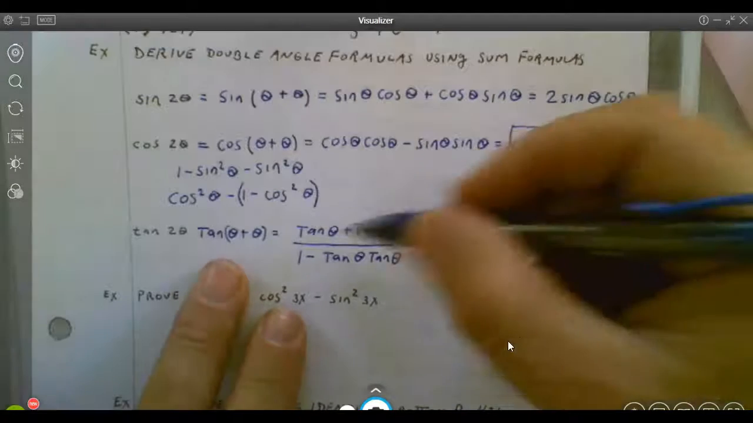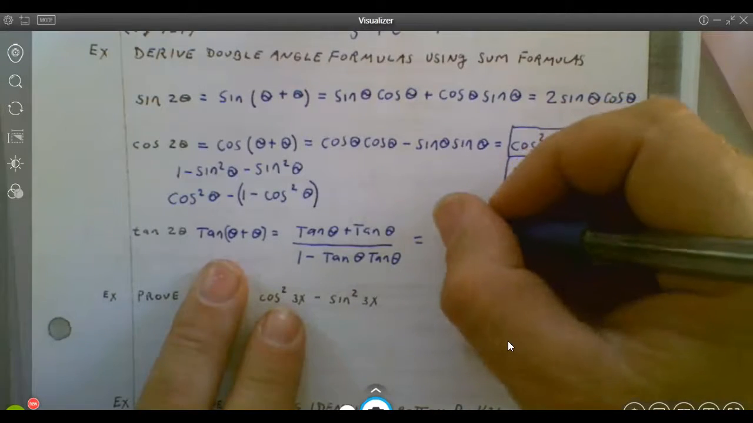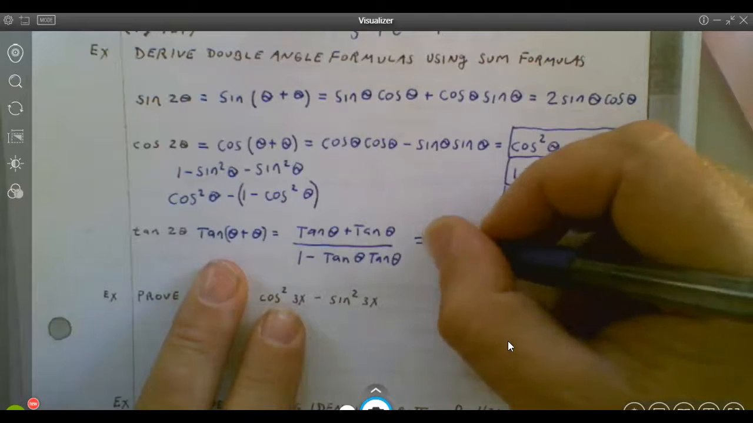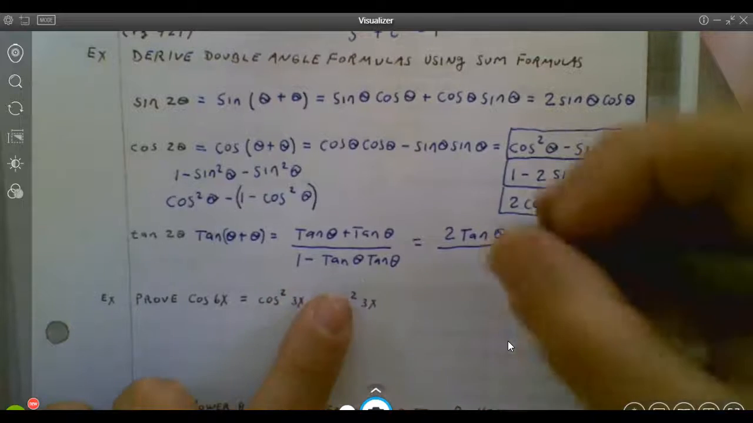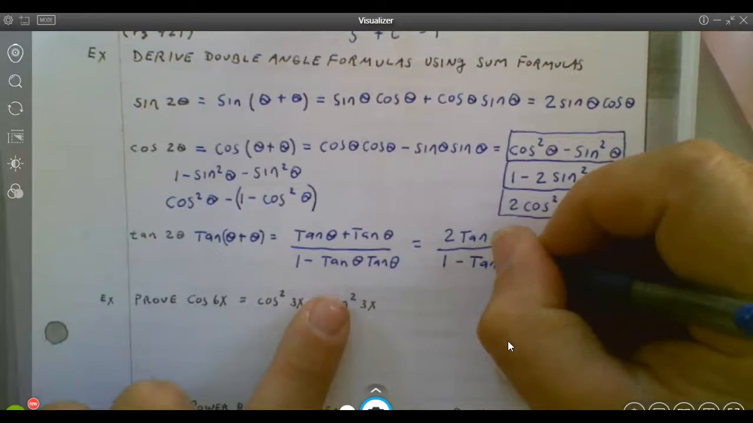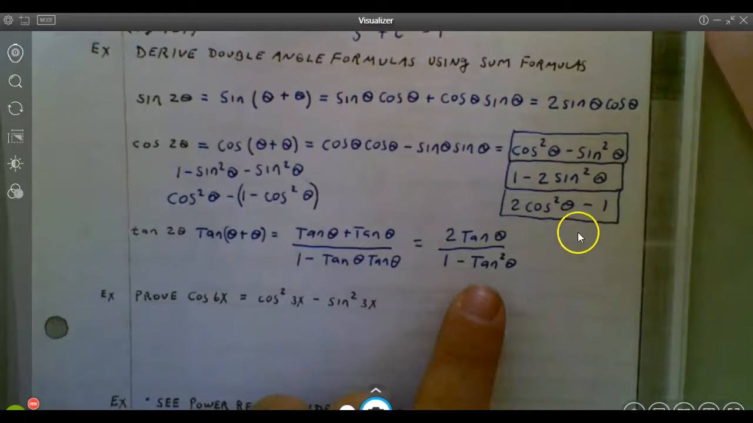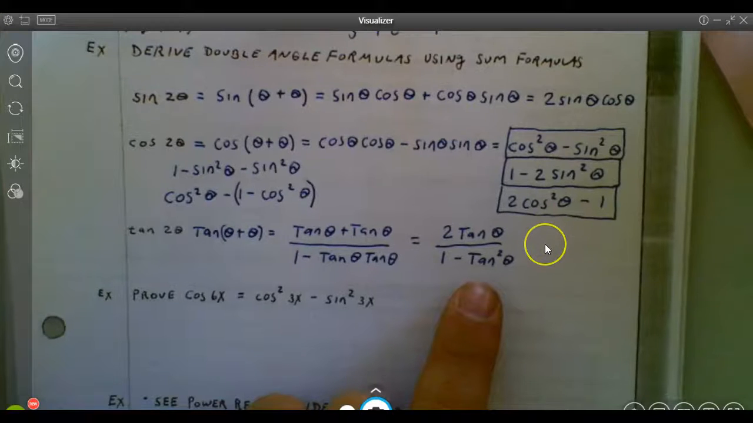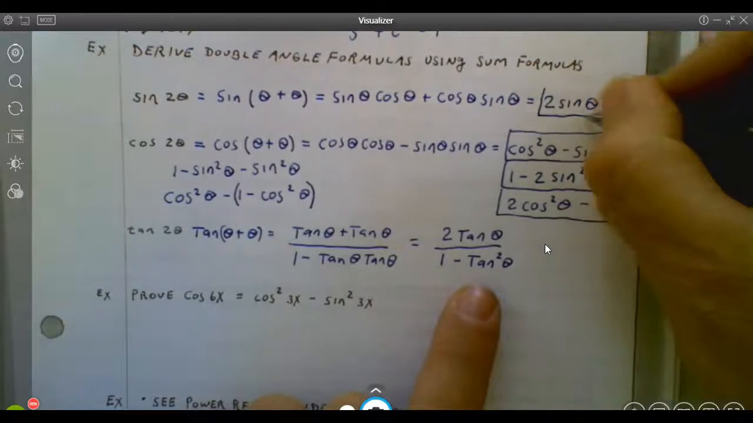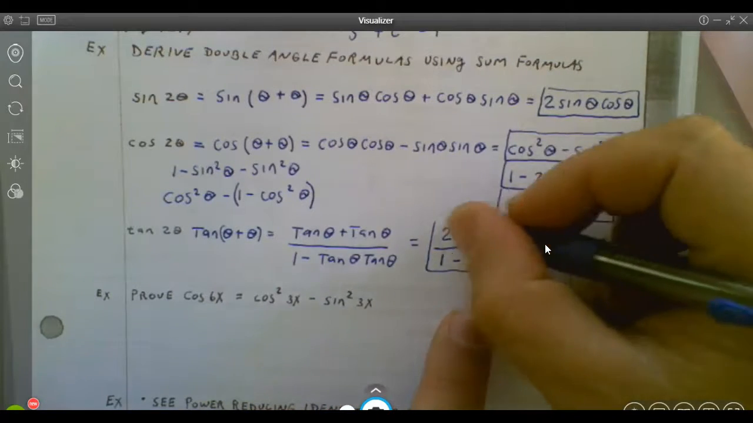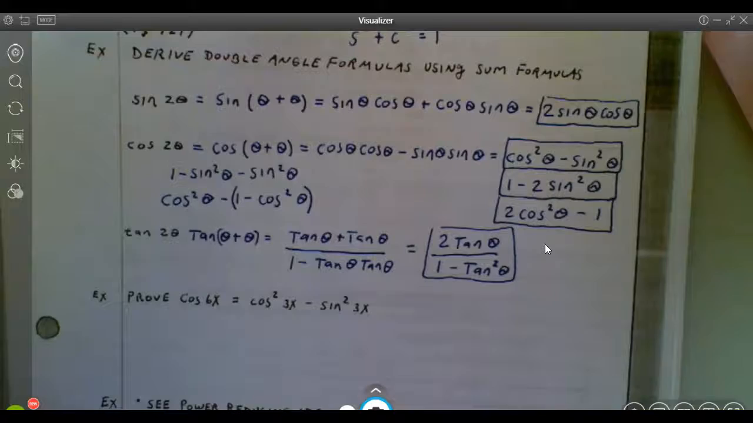So now if I clean that up, on top is simply 2 tan theta and all that would be over 1 minus tangent squared theta. And that's it. So there's our tangent formula. Again, we can see that right here in your book. So that's where those guys come from. Those formulas are simply derived from other formulas. That's all these are. So again, you could memorize them. If you just choose to memorize them, that's fine. If you want to know the process for how to get them, there you go.